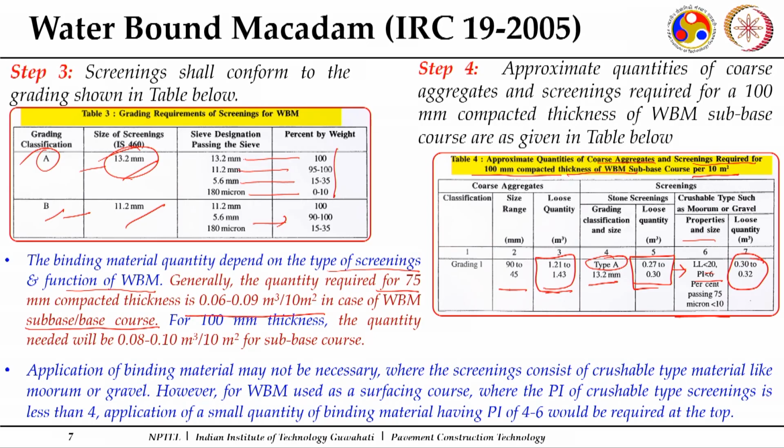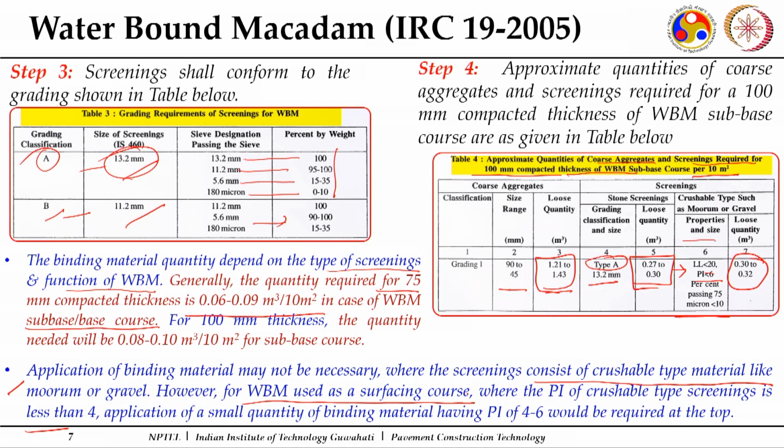In addition to the screenings, binding material is also applied, and that binding material should have a PI of 4 to 6, and preferably when it is used on the top. Otherwise, binding material is not required where the PI of crushable type screening is less than 4 especially. It says application of binding material may not be necessary where the screening consists of crushable type, because it itself crushes down and serves more or less the purpose of a binding material.